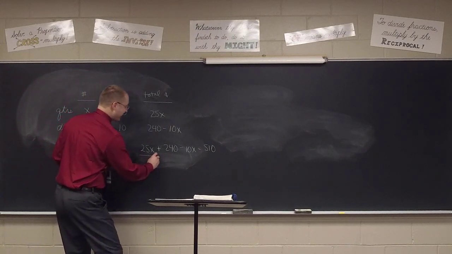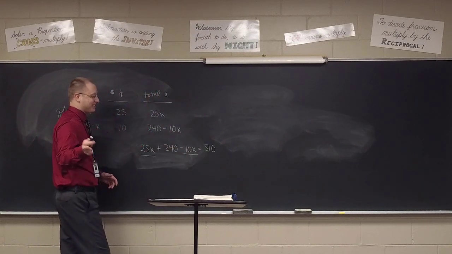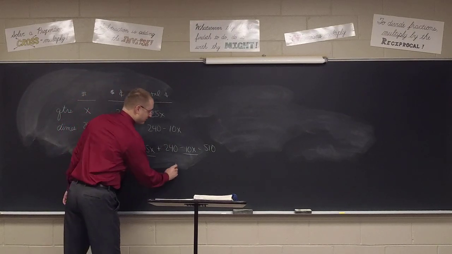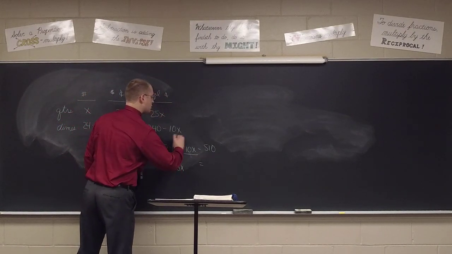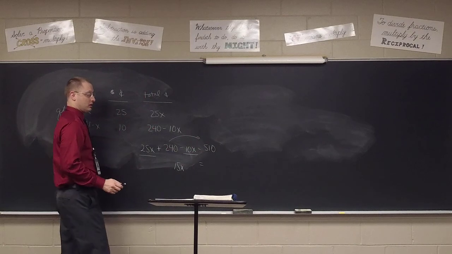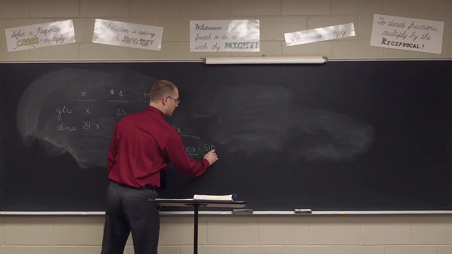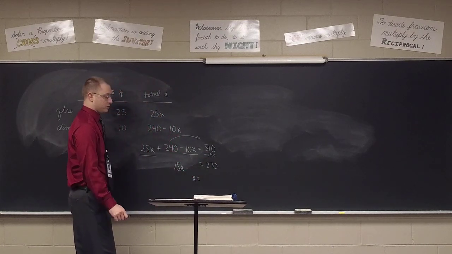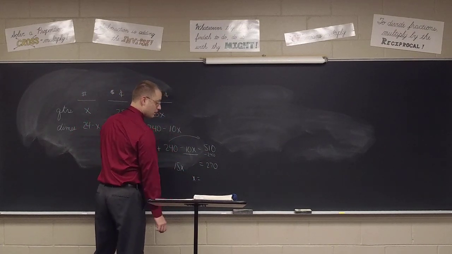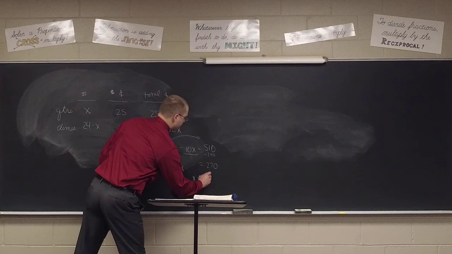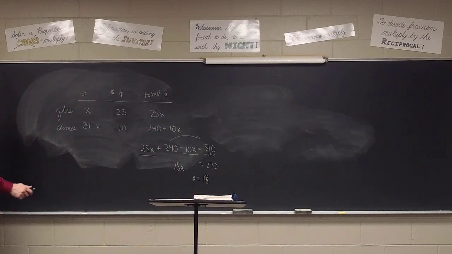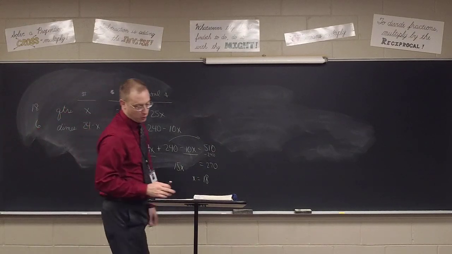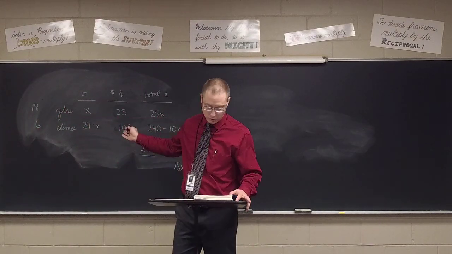We'll combine our x's together here, then, Noah, to get 15x. At the same time, let's move the 240 over to get 15x equals 270, and when we divide both sides by 15, we'll get x is equal to 18. And that means that Gina had 18 quarters and 6 dimes. I believe it asked how many of each coin, and it did. So there's our answer: 18 quarters, 6 dimes.